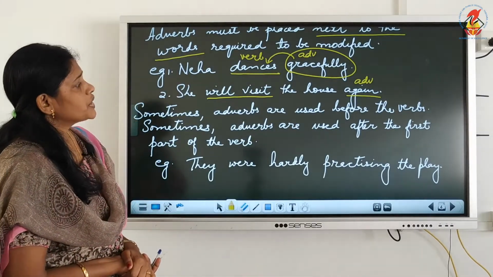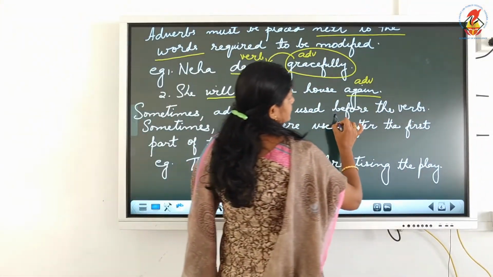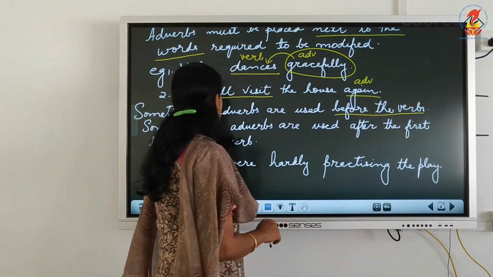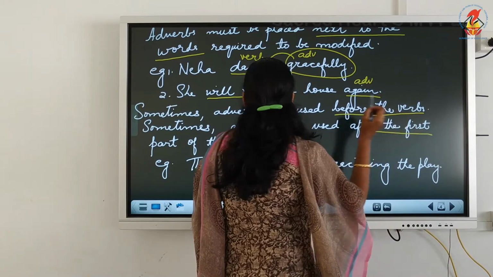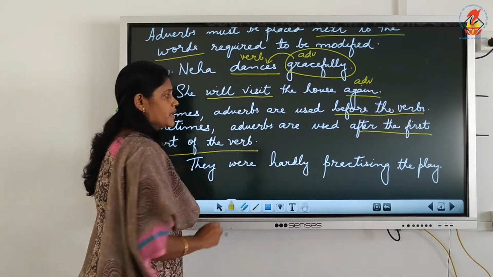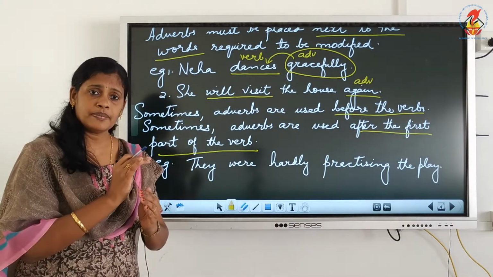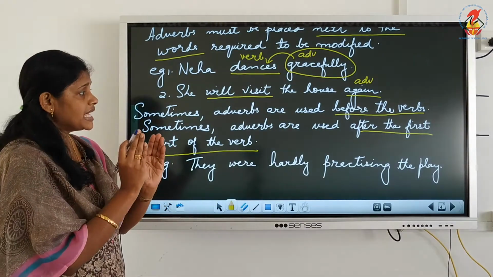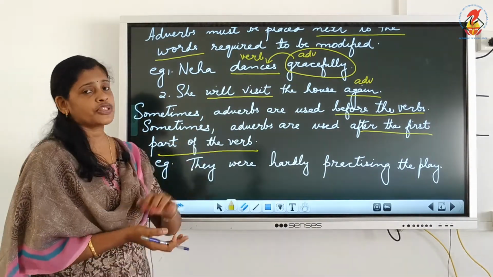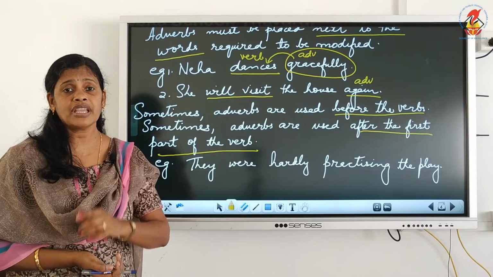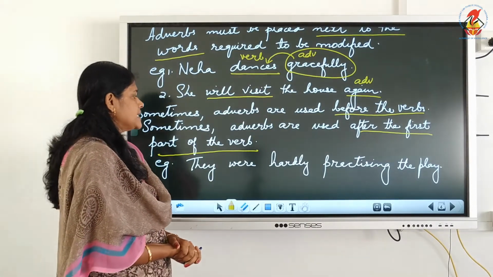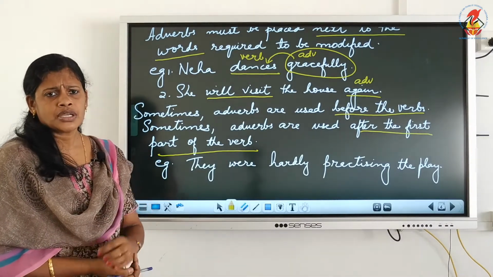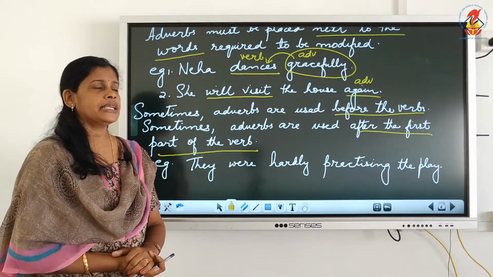Sometimes adverbs are used before the verb, and sometimes they are used after the first part of the verb. That means the sentence will have more than one verb, isn't it? Now, let's see a few examples so that you can understand it clearly.